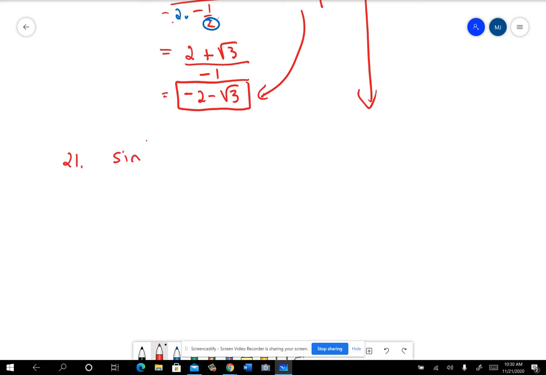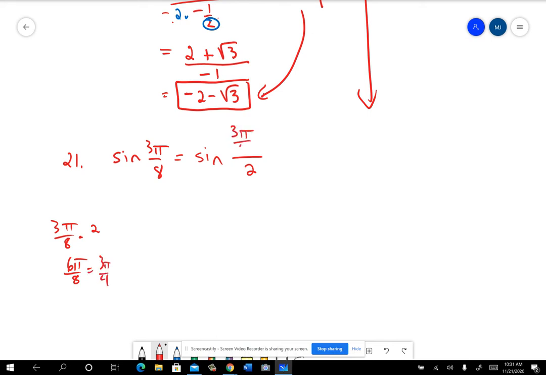It told us to use a half angle formula. Radians are a little bit harder to think about. We know 3 pi over 8 is not on the unit circle. They told me to use a half angle formula, so I've got to double that. And to double this, I need to multiply by 2. So that becomes 6 pi over 8, and that reduces to 3 pi over 4.